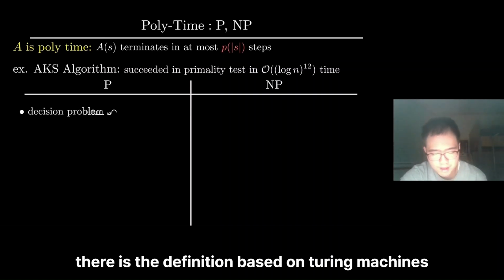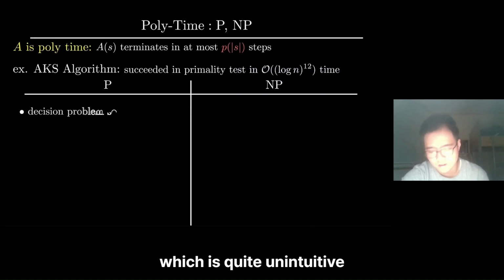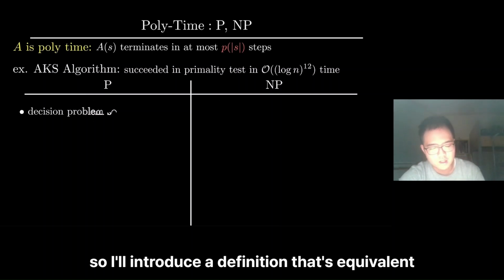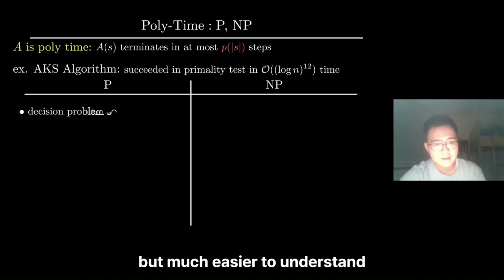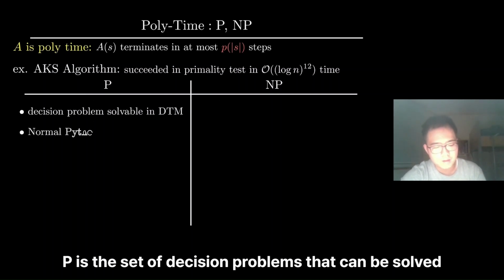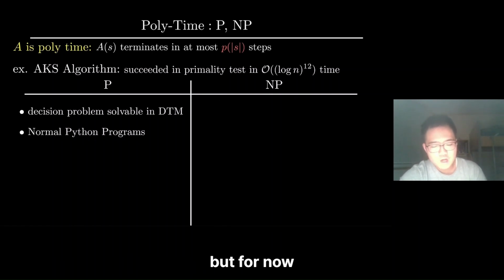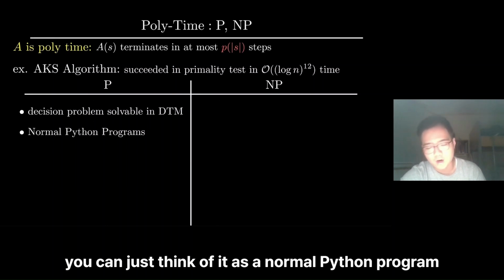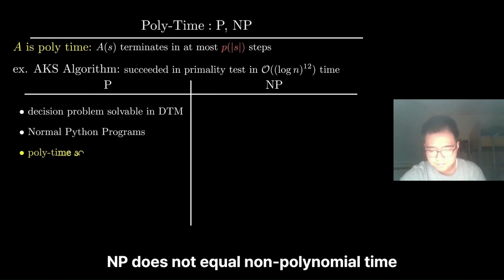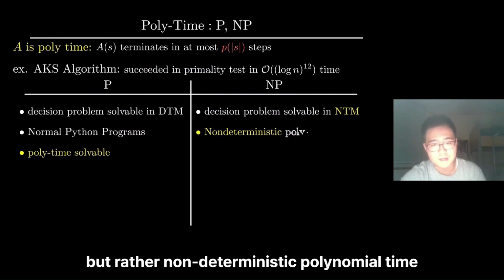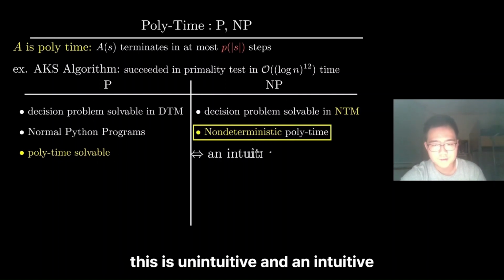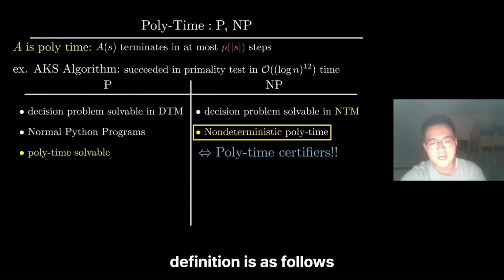There is the definition based on Turing machines, which is quite unintuitive, so I'll introduce a definition that's equivalent but much easier to understand. P is the set of decision problems that can be solved in polytime using a DTM, or deterministic Turing machine, but for now you can just think of it as a normal Python program. NP does not equal non-polynomial time, but rather non-deterministic polynomial time. This is unintuitive, and an intuitive definition is as follows.